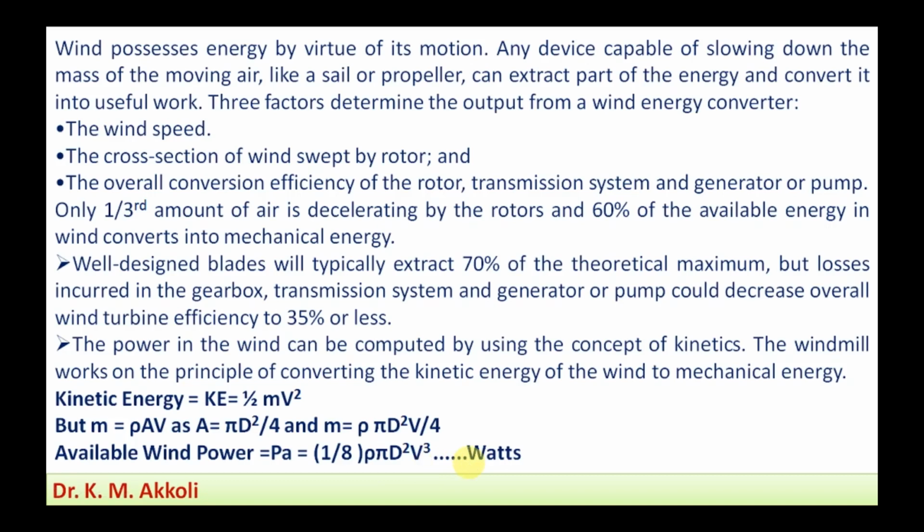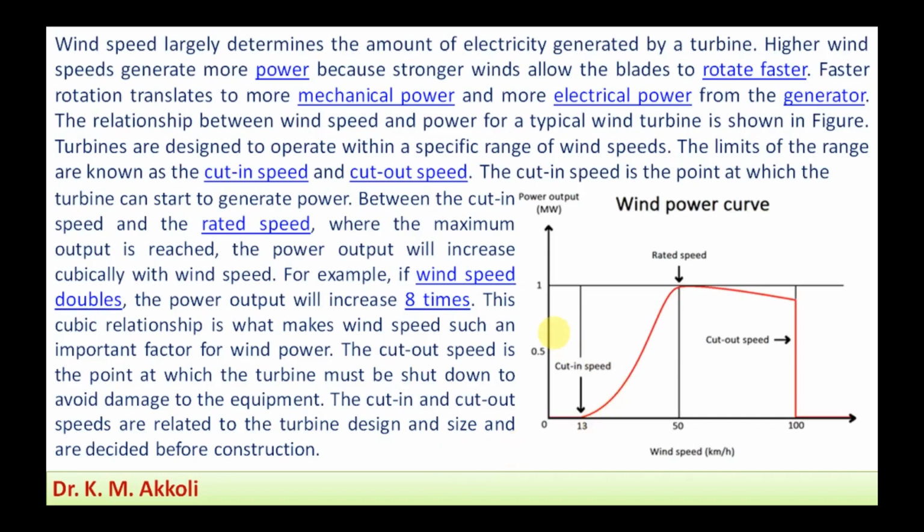Continuing, we are going to discuss how the wind speed varies and how it affects power generation. Wind speed largely determines the amount of electricity generated by a turbine. Higher wind speeds generate more power because stronger winds allow the blades to rotate faster. Faster rotation translates to more mechanical power and more electrical power from the generator. The relationship between wind speed and power for a typical wind turbine is shown in the figure.